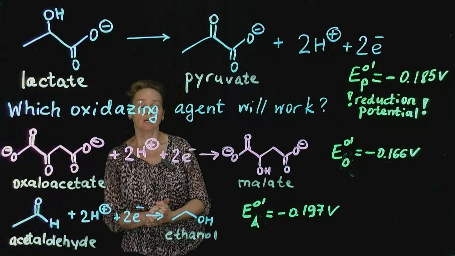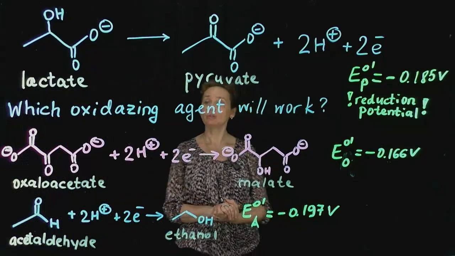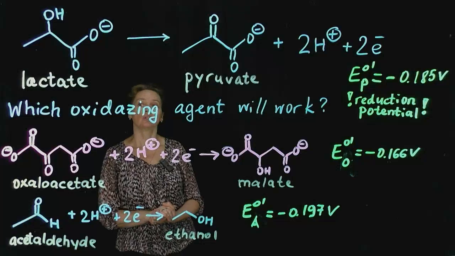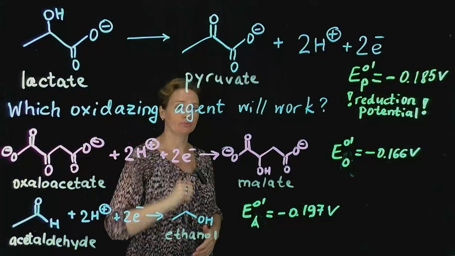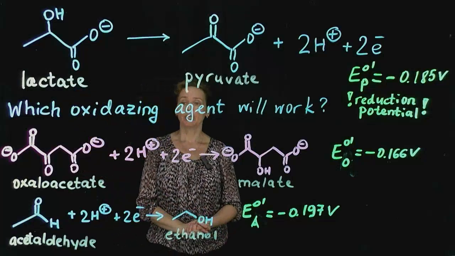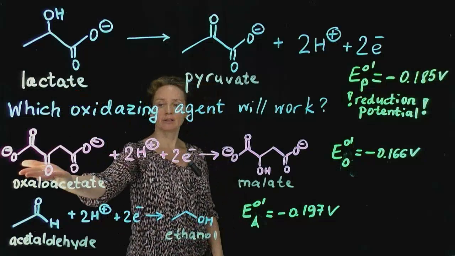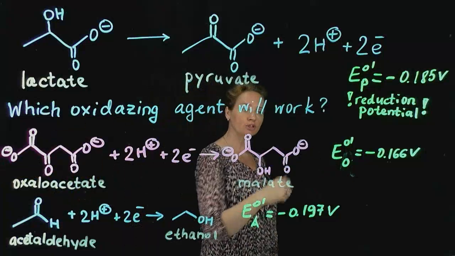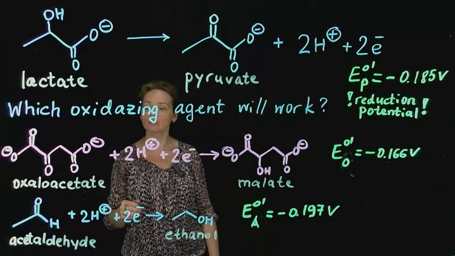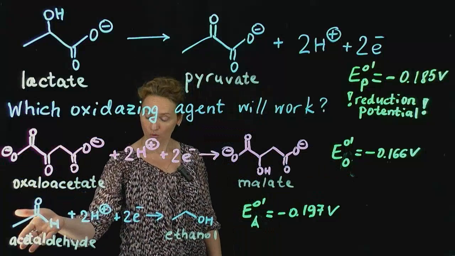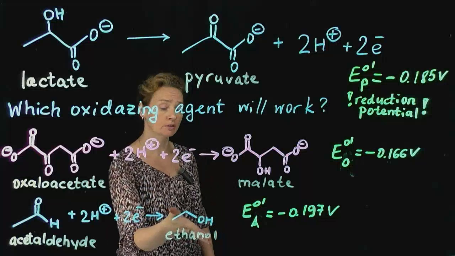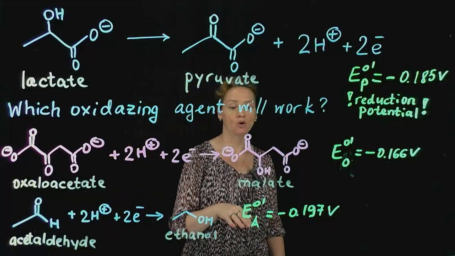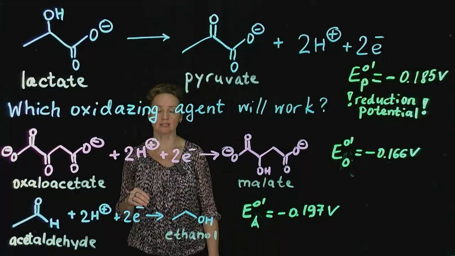In this problem, we are asked to determine a suitable oxidizing agent to oxidize lactate into pyruvate. We are given two options: either oxaloacetate, which can be reduced into malate with a reduction potential of minus 0.166 volts, or acetaldehyde, which is reduced into ethanol with the potential of minus 0.197.